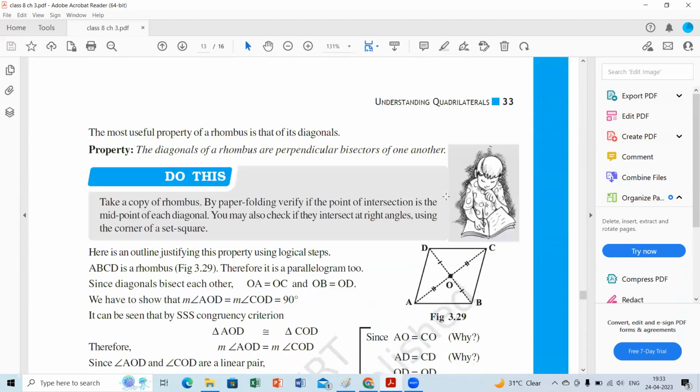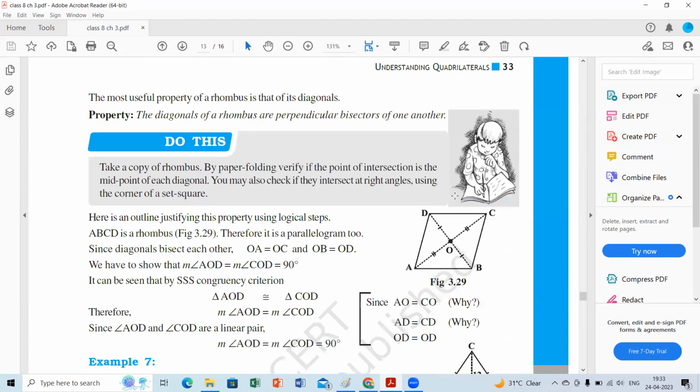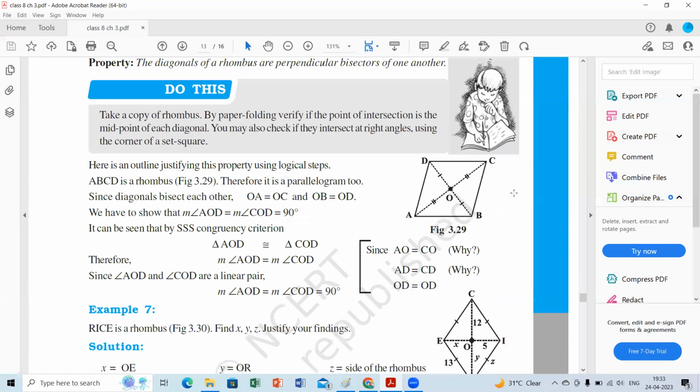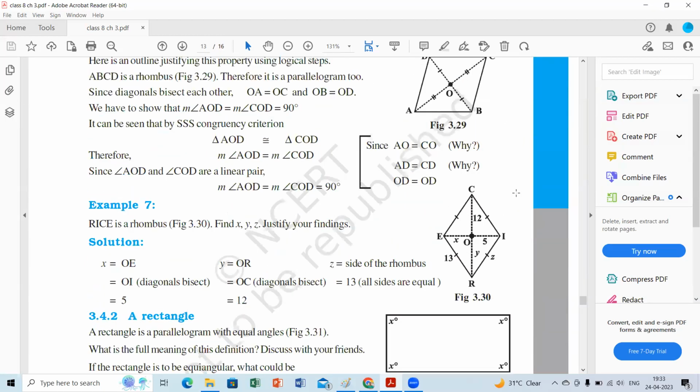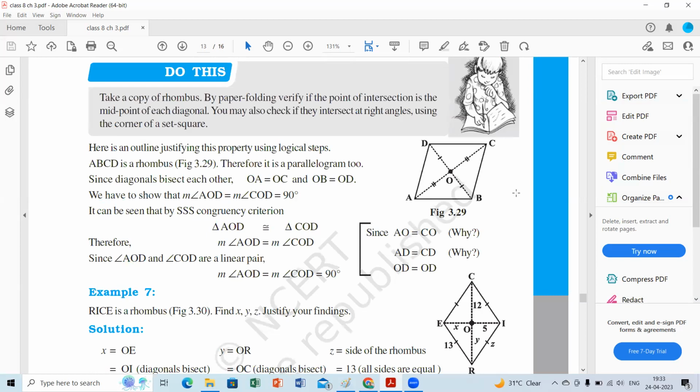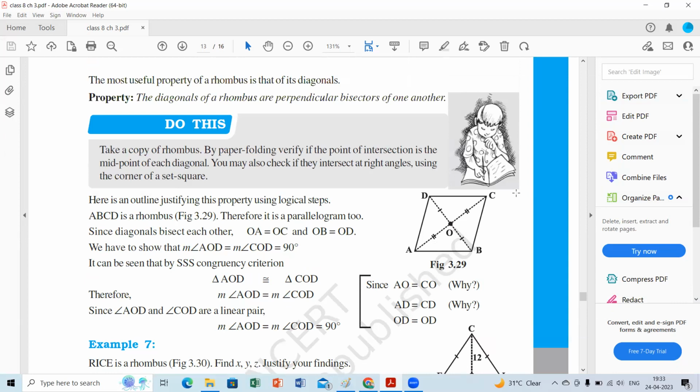What about angles of a rhombus? Ma'am, can you scroll down once? Yeah, please. What about angles? Adjacent angles are supplementary. Ma'am, opposite angles are equal. Opposite angles are equal. Very good.